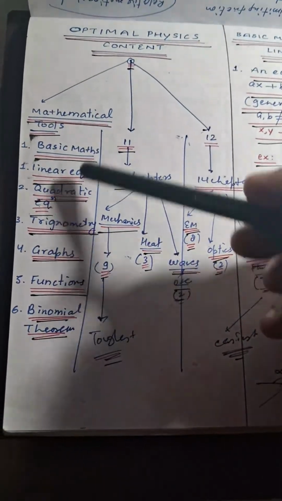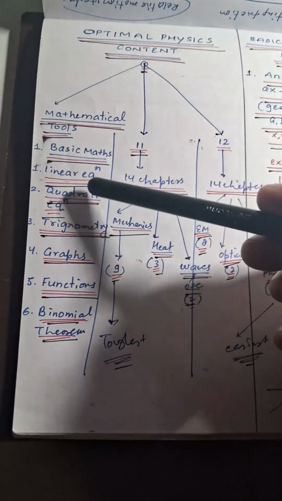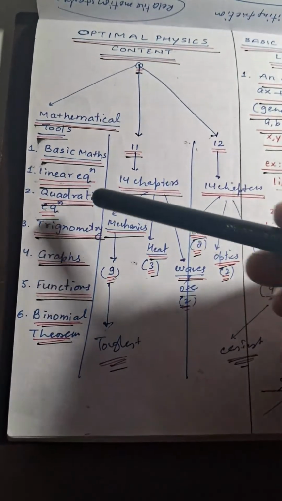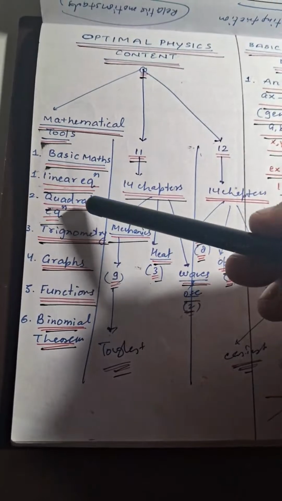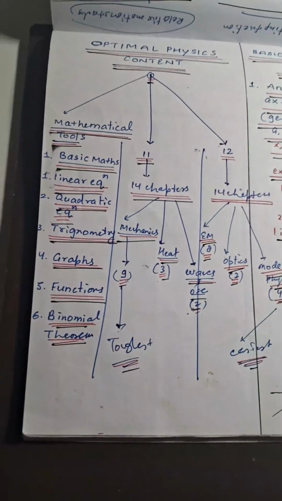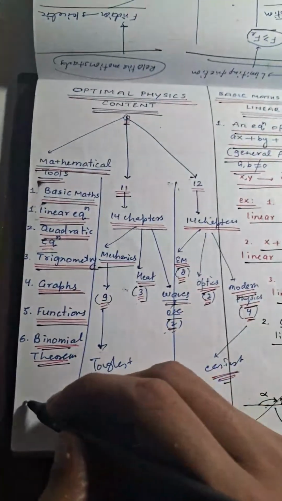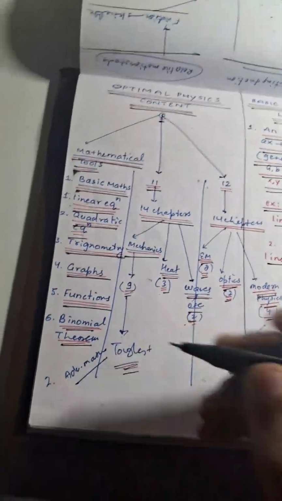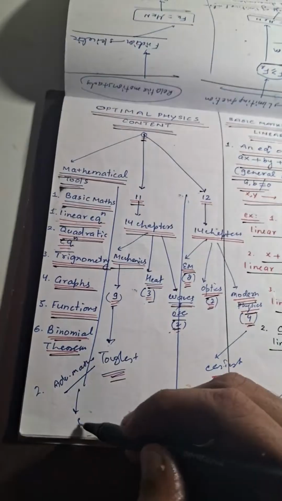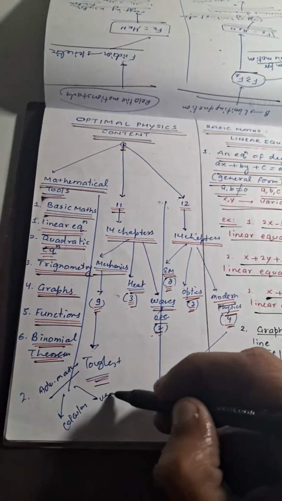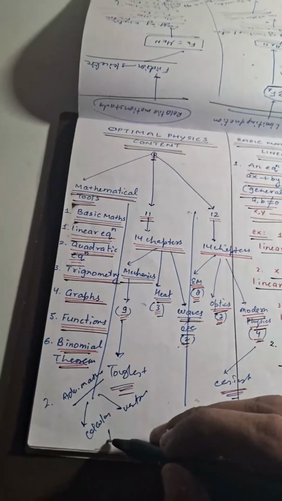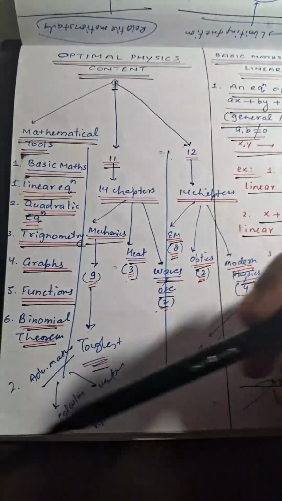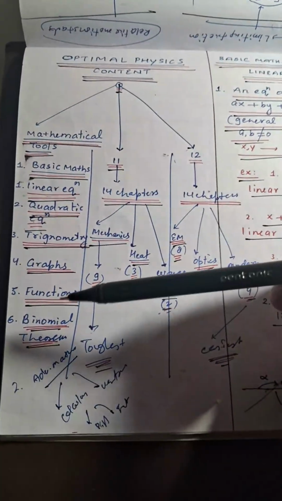In mathematical tools, we have various topics like basic maths, comprising of the topics which you have done mostly till class 10th mathematics. So it includes linear equation, quadratic, trigonometric graphs, functions, binomial theorem. And in addition to that, at second point, we have advanced maths, which means that you have not covered in class 10th, and it is comprising of your calculus and vectors. Calculus is further comprising of differentiation and integration. So this forms all the parts which you need to cover in mathematical tools.